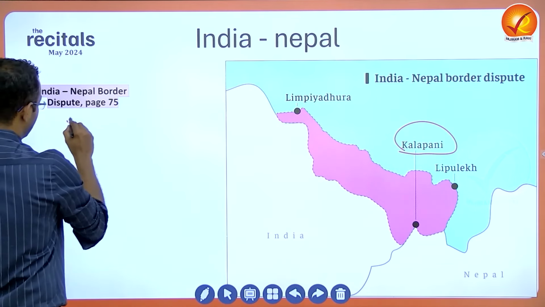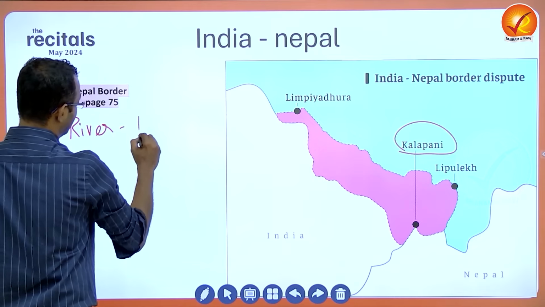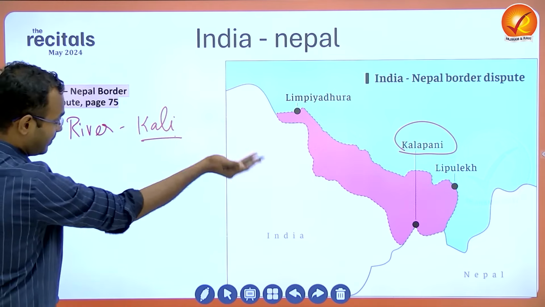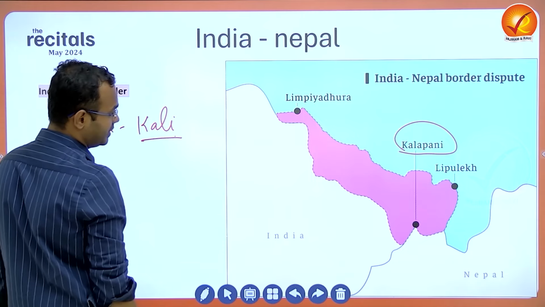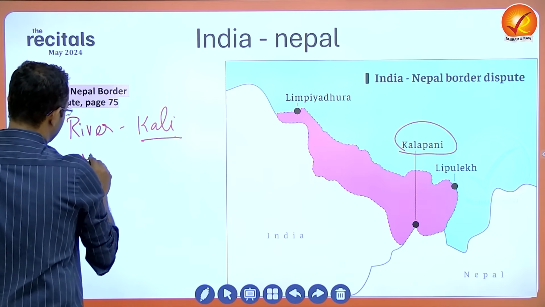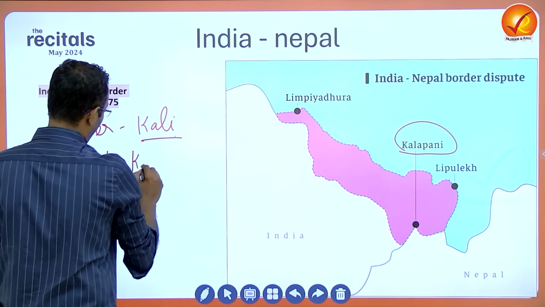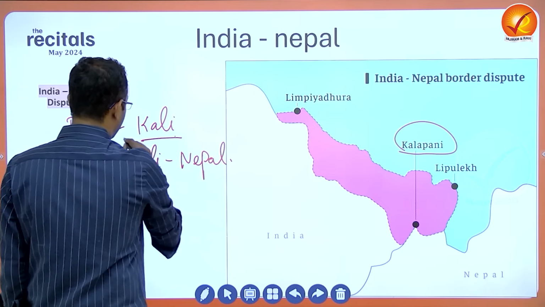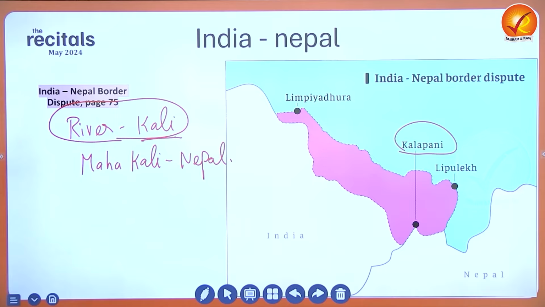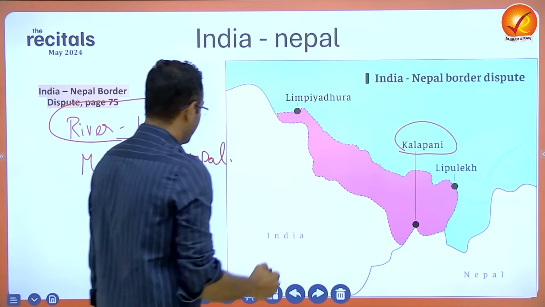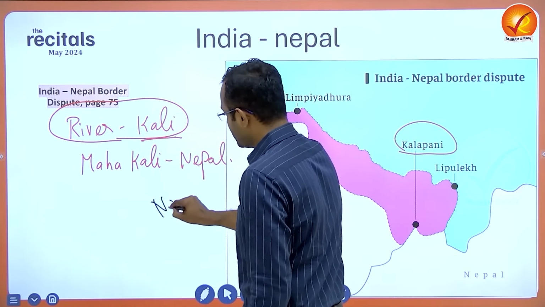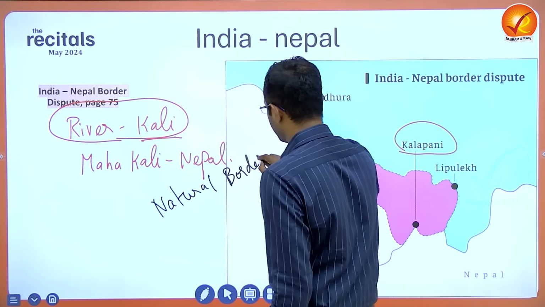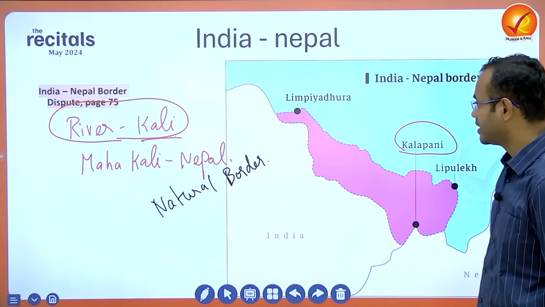Here there is a river called River Kali. The River Kalapani has been mentioned with respect to it. The river is called Mahakali in Nepal and the river is called Kali in India. This also acts as a natural border. The river acts as a natural border between the regions.